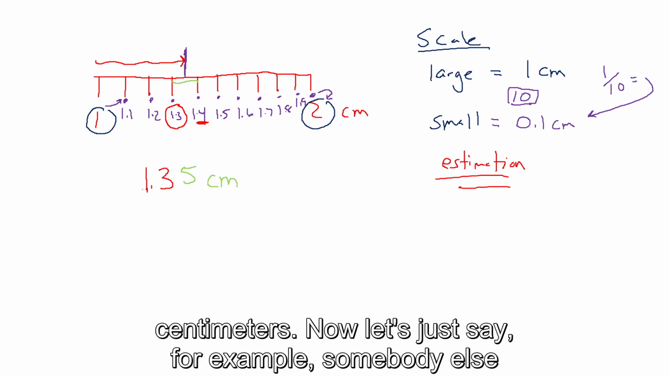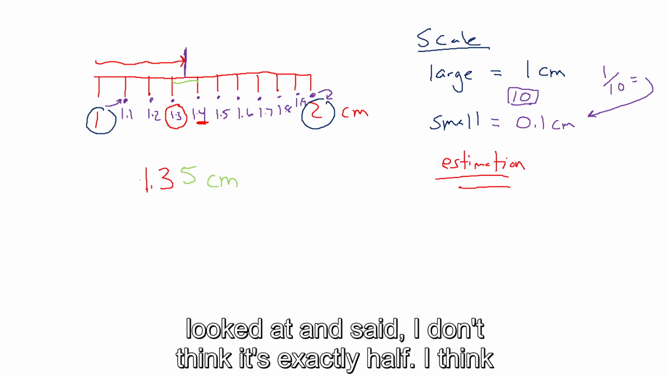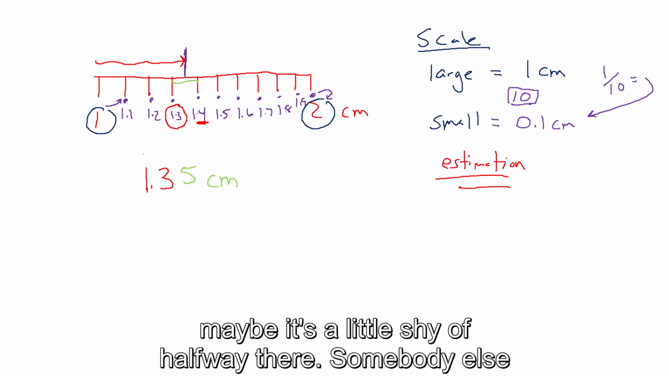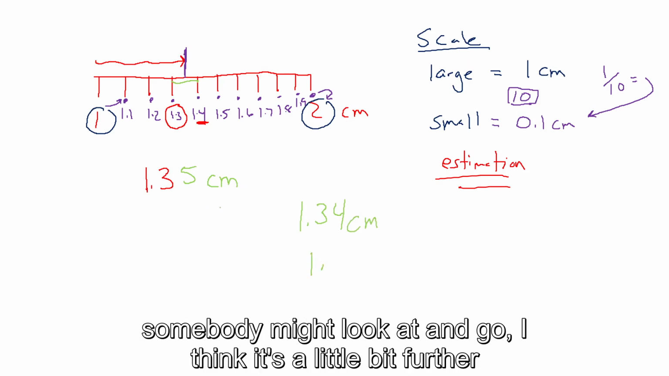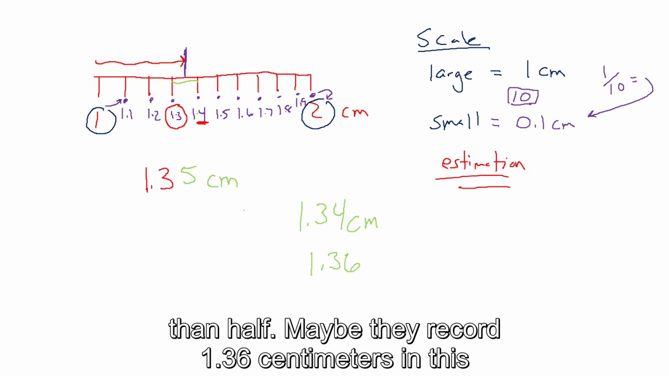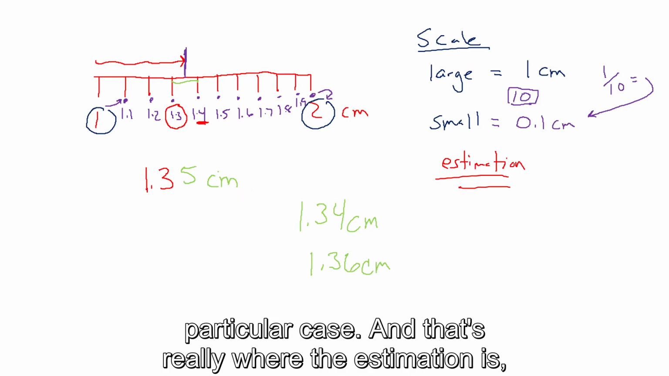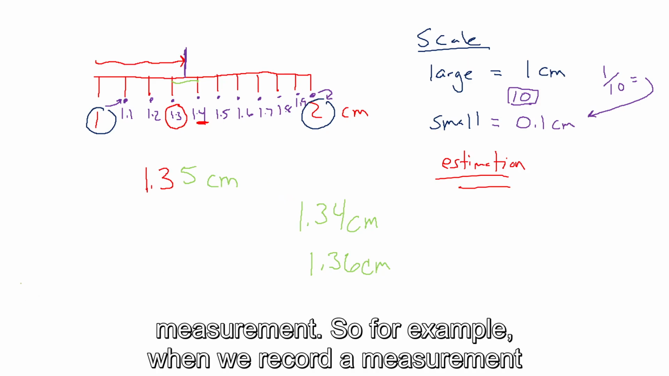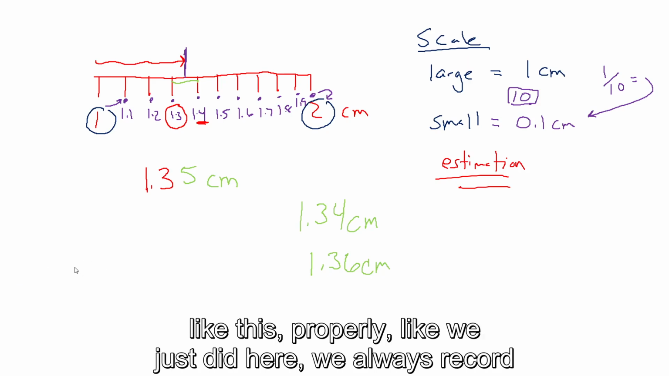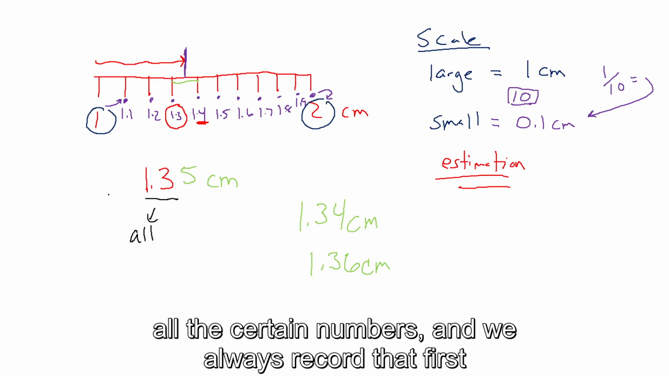Now, let's just say, for example, somebody else looked at it and said, I don't think it's exactly half. I think maybe it's a little shy of halfway there. Somebody else might record 1.34 centimeters. That's okay too. By the way, somebody might look at it and go, I think it's a little bit further than half. Maybe they record 1.36 centimeters in this particular case. And that's really where the estimation is, or the estimated digit is, or the uncertainty really in this measurement. So, for example, when we record a measurement like this properly, like we just did here, we always record all the certain numbers.